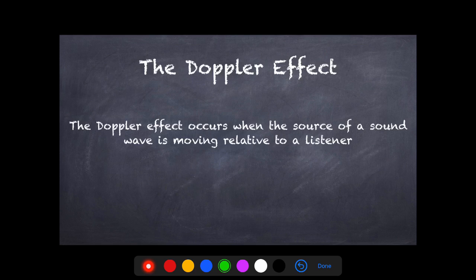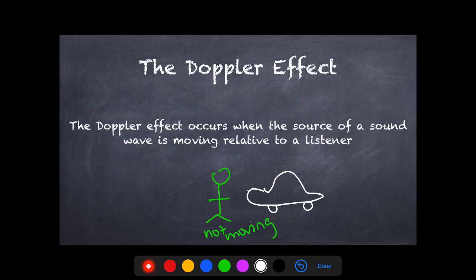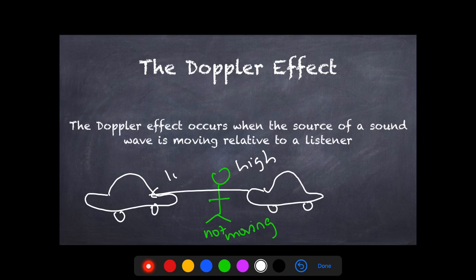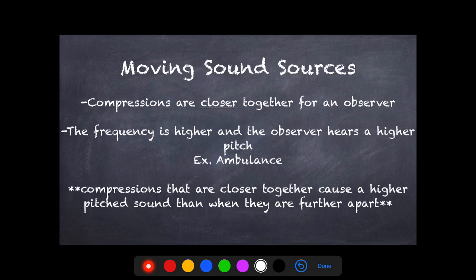Now, Doppler effect can occur when the source of the sound wave is moving relative to the listener. So this is like saying if you're standing here and you're not moving, but you have some kind of car. Yes, you're welcome for my wonderful car. And the car is moving. When the car comes towards you, you're going to hear a high pitch. And then when the car has made it farther away from you, you're going to hear a low pitch.